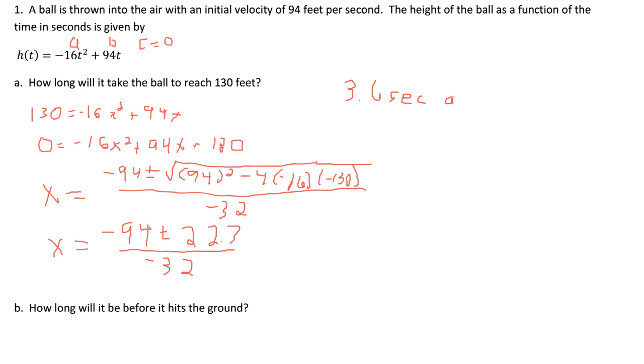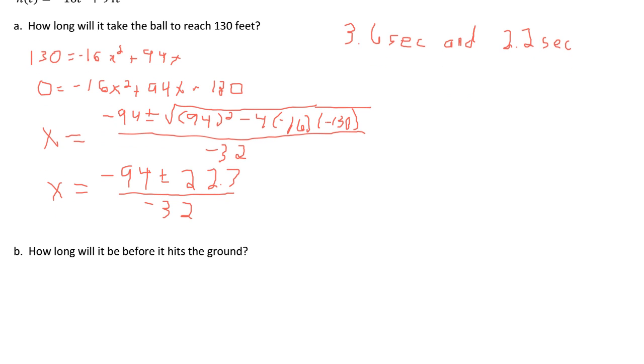And you got to do the other one. I probably should have done it first. Negative 94 plus 22.7 equals, divide by negative 32. And I get 2.228. If you remember, these balls were hitting that height going up at 130, then back down to 130. So the question becomes how long it will take the ball to hit the ground.